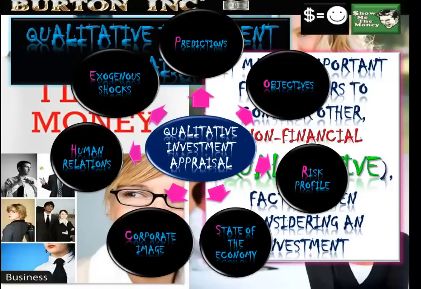What have we got? Corporate image. Managers need to consider how an investment project might affect its public relations and corporate image. For example, will the attention and response of pressure groups such as Greenpeace be an issue if the investment project goes ahead? Human relations, always critical.